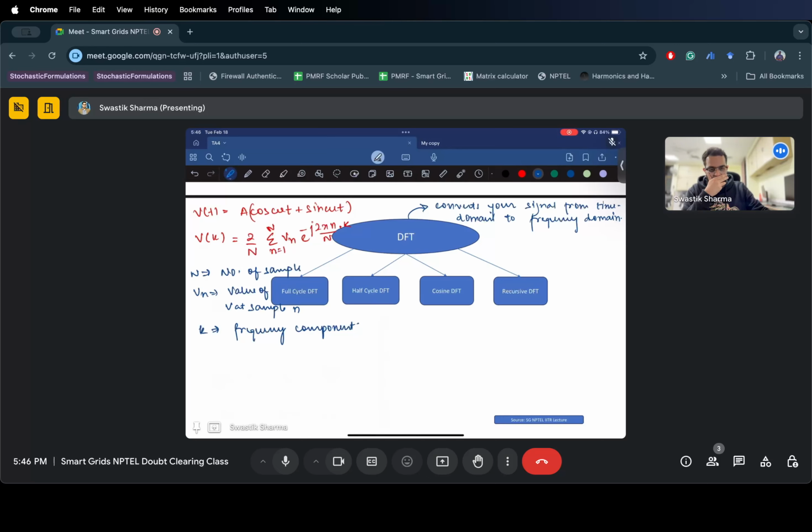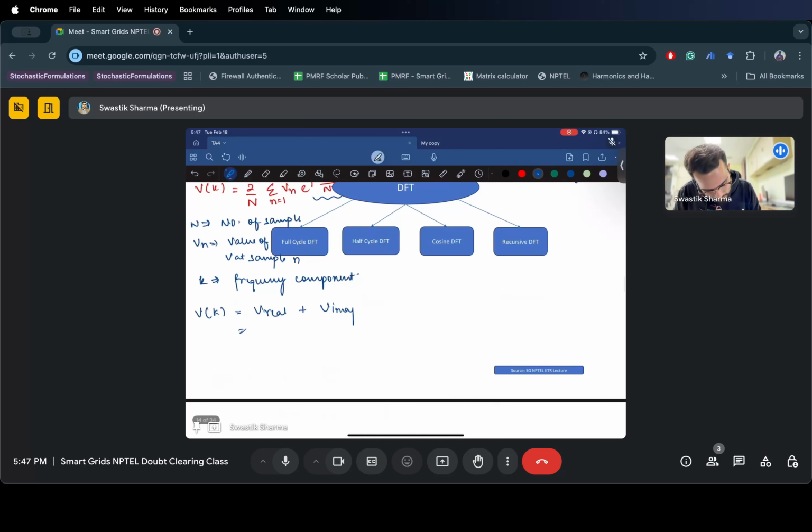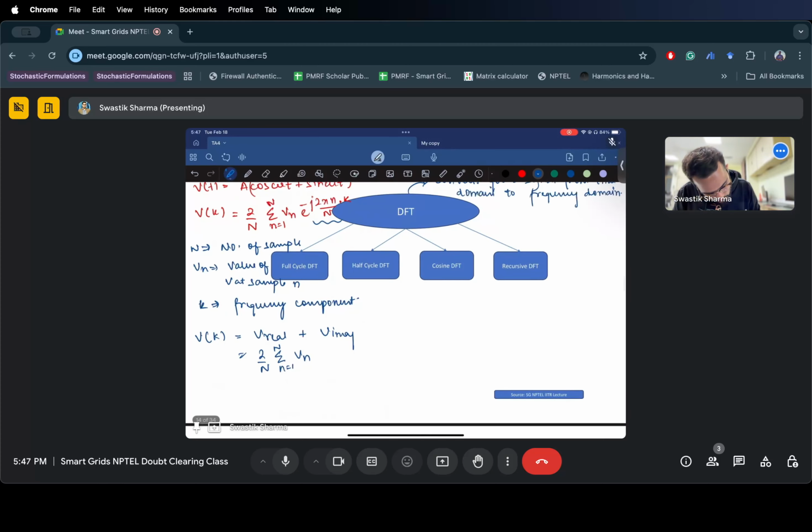So if I write in terms of this, your Vk would look something like this. Vk is nothing but a real plus imaginary part, because there is this term. So it would be 2 by N summation n equals 1 to N Vn cos 2 pi n by N times k, and minus 2 by N summation n equals 1 to N Vn sin 2 pi n by N times k.